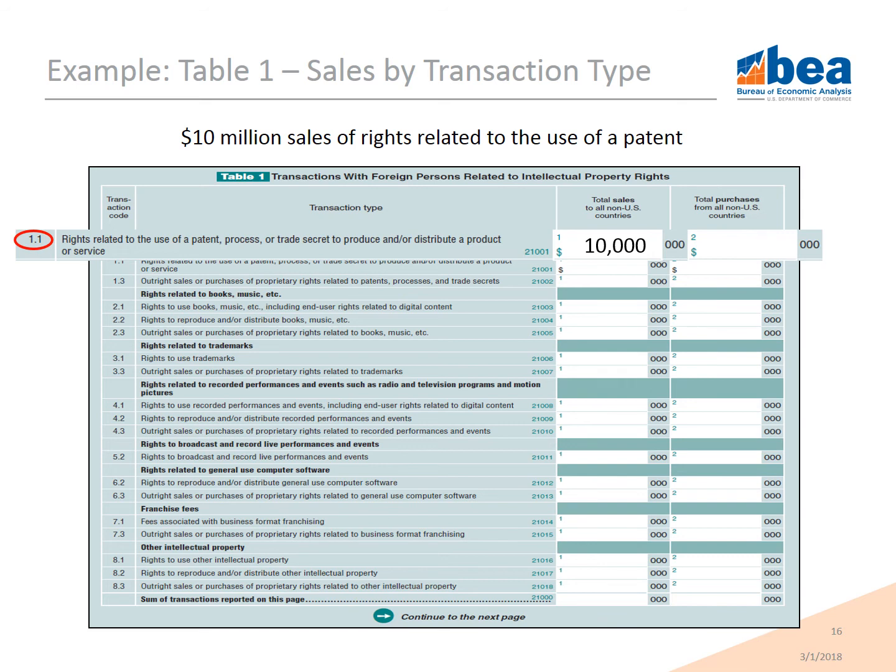The respondent would then enter 10000 in column 3 of the row corresponding with the transaction type, indicating sales of $10 million. This reporter did not have any other sales to foreign persons in any of the other types of intellectual property or selected services transactions listed in Tables 1 and 2 of the survey.